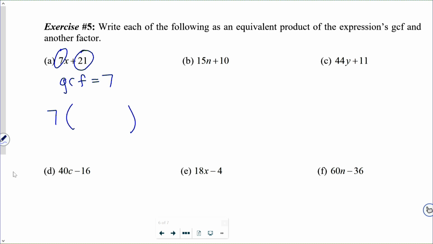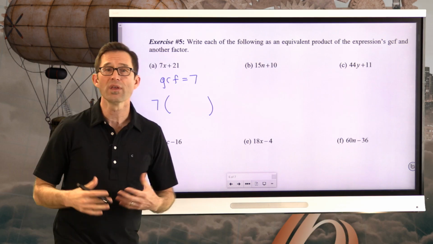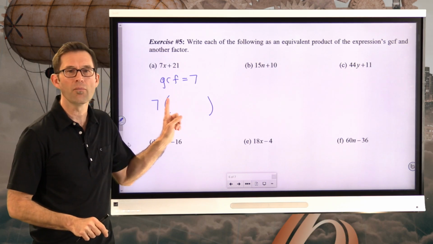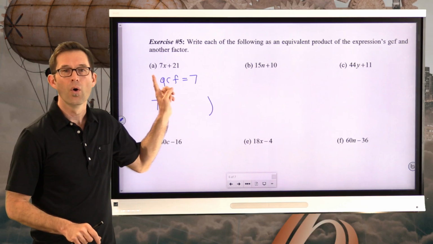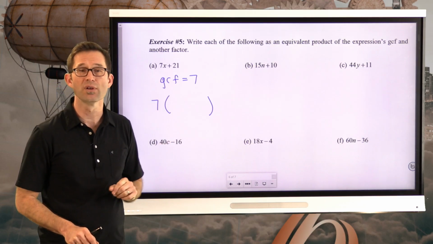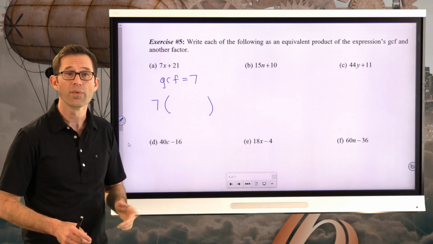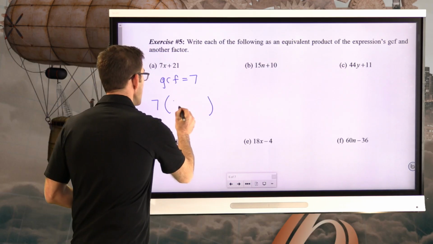Now what I want to look at, I'm going to erase this, is this expression. Remember, I want the equivalent expression. I want to think about if I multiplied the 7 through, what would have to be in there to give me 7x plus 21 as a final answer? Well, the first part's quite easy. It's just x.